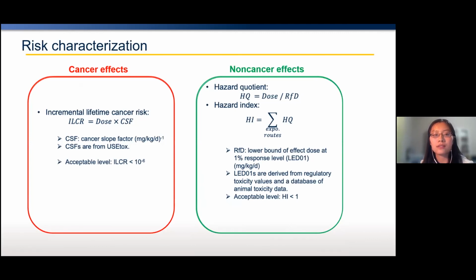To characterize the risks for the cancer effects, we calculate an incremental lifetime cancer risk, which is multiplying the daily dose by the cancer slope factors. And for non-cancer effects, we calculate a hazard quotient as the dose divided by the reference dose. And then the hazard index is the sum of the hazard quotients across all exposure routes.